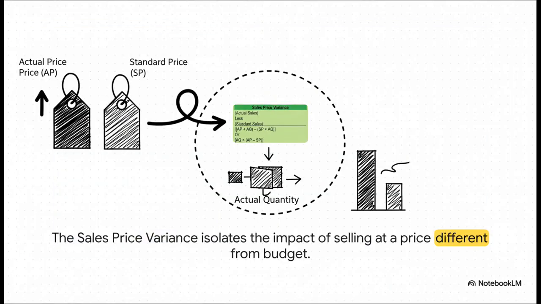Let's zero in on the price part. Now, the logic behind this formula is really clever. You take the actual quantity you sold and multiply it by the difference between the actual price you charged and the standard price you planned on. See what it does? By using the actual quantity sold, we perfectly isolate the effect of the price change. It's like a laser beam showing us only the impact of our pricing decisions.